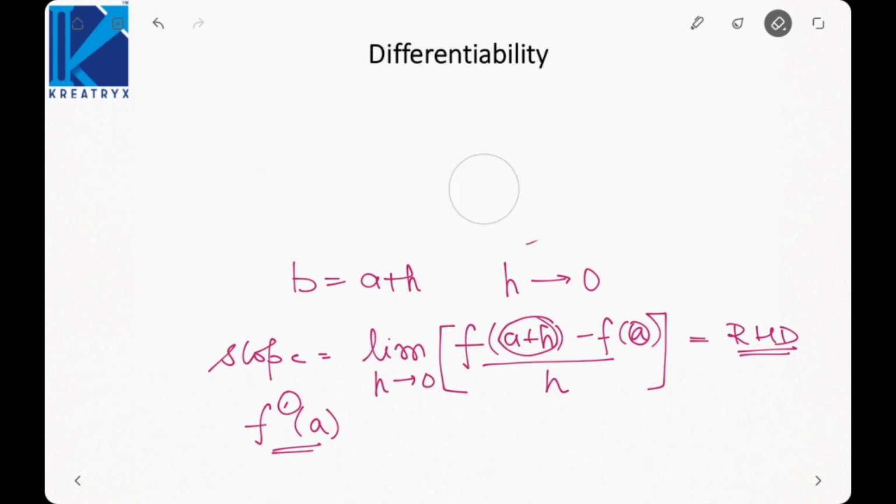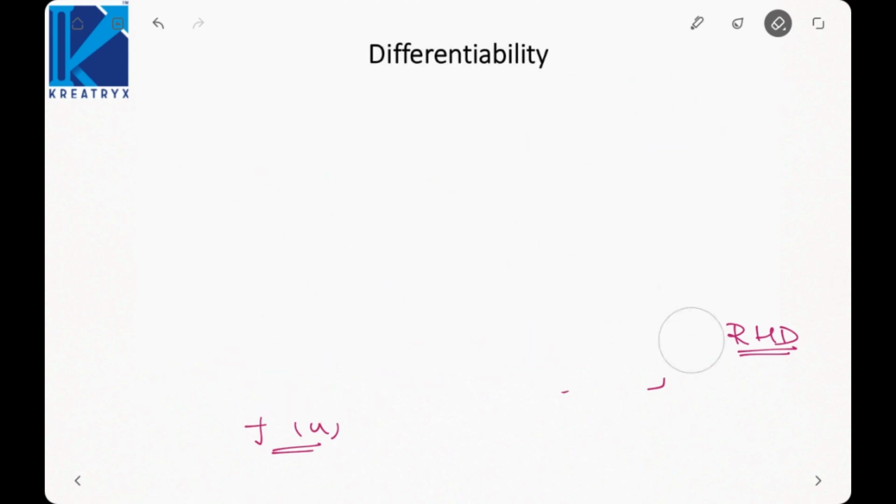Now, what is the condition that a function should be differentiable? The condition is that we define two derivatives, one called the right hand derivative, the other called the left hand derivative. Because if you want to derive the slope, you need two points. The two points can be the point A and the point just to the right of A, or the point A and the point just to the left of A. You can use either of these two combinations in order to derive the slope.